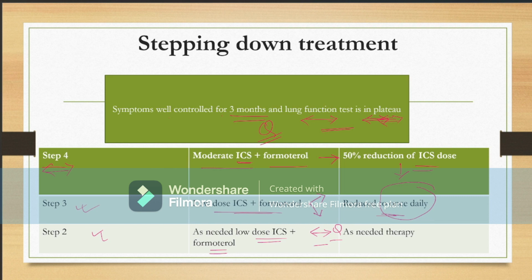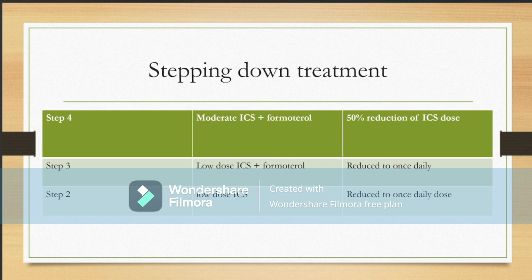So this is for the age group more than 11 years. For the age group from 6 years to 11 years, if the patient is on step 4 therapy, that means moderate dose ICS with LABA and as-needed therapy of SABA, then we reduce to 50% of the ICS dose. That means go to low dose. If the child is on step 3 therapy, that means low dose ICS with formoterol LABA, then we reduce to once daily dose. Previously it was given as twice daily dose, now it is reduced to once daily dose.